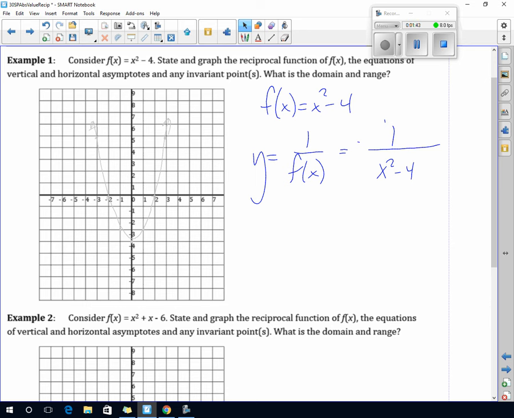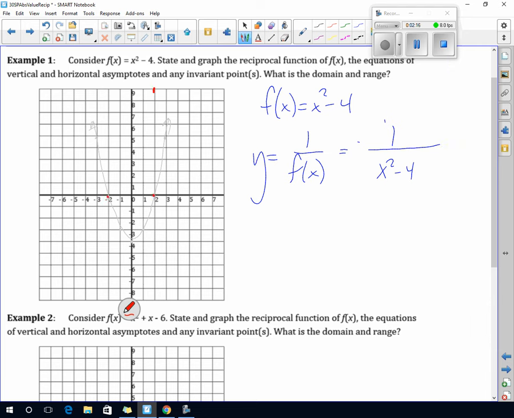Okay. So same thing as yesterday. What will make undefined, or those vertical asymptotes? Wherever the height is 0. If I reciprocate 0, I get 1 over 0, and that is undefined. So where is that? Right here and right here. So what are we going to have there? A vertical asymptote going through 2 and -2.